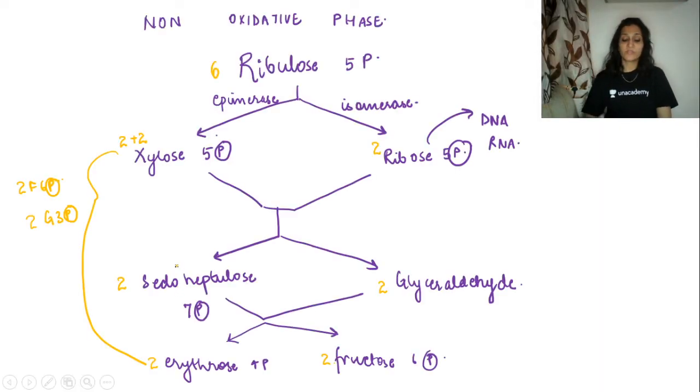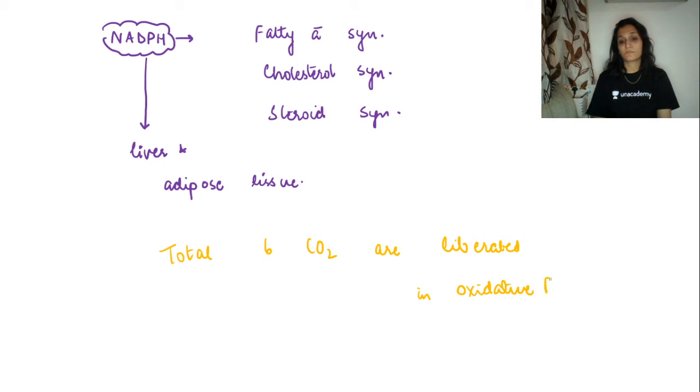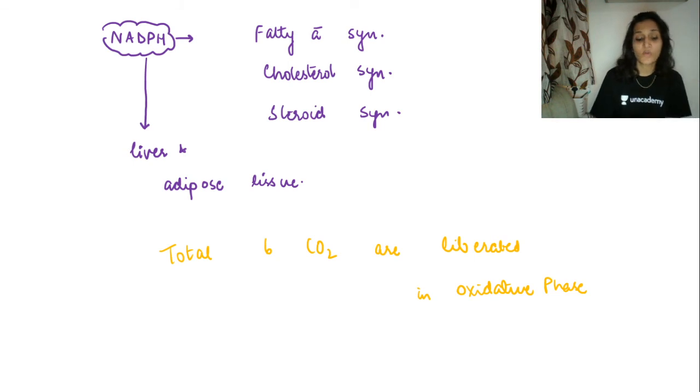Right? So this is the oxidative phase of our HMP shunt. In the oxidative phase, there is liberation of carbon dioxide through decarboxylation. So this is the non-oxidative phase. Previous to this there was the oxidative phase, and in the oxidative phase there was liberation of 6 carbon dioxide. Total 6 carbon dioxide are liberated in the oxidative phase. Story of the oxidative phase and the non-oxidative phase.